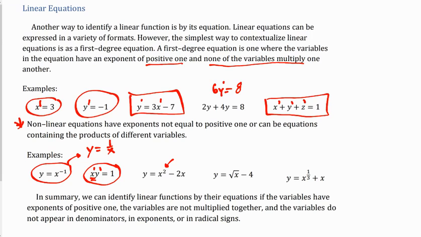nonlinear as well. When you have a radical, the square root is the same as putting a fraction exponent. Again, that's something you will learn in later courses. So when we have a radical, we say that is nonlinear. And when we have a fraction exponent, we say that is nonlinear because the exponent is not a positive 1. So that fraction in the exponent is no good.